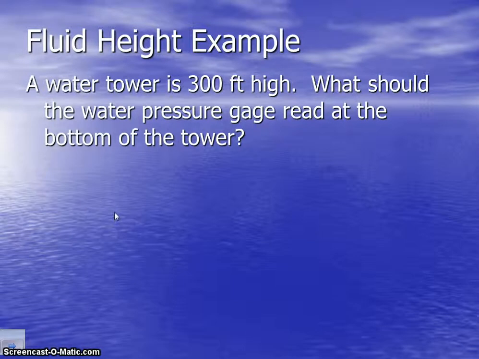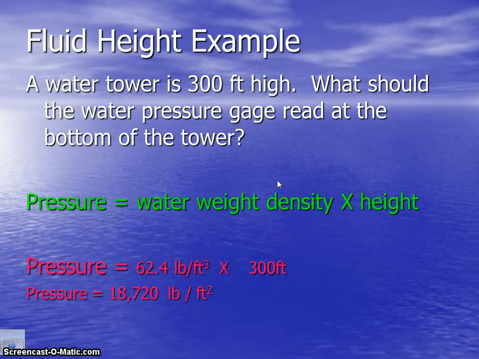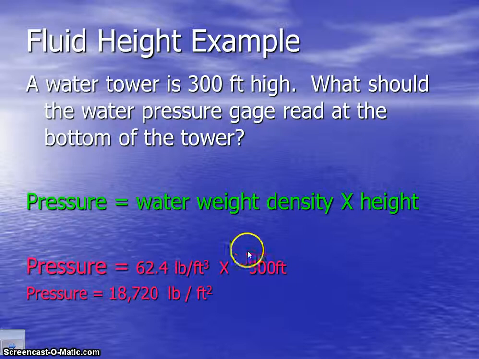Let's do a problem here. A water tower is 300 feet high. What should the water pressure gauge read at the bottom of the tower? Well, if it's 300 feet high, you're going to use your water weight density of 62.4 pounds per cubic foot. You're going to multiply those together, and the feet cancel out here.